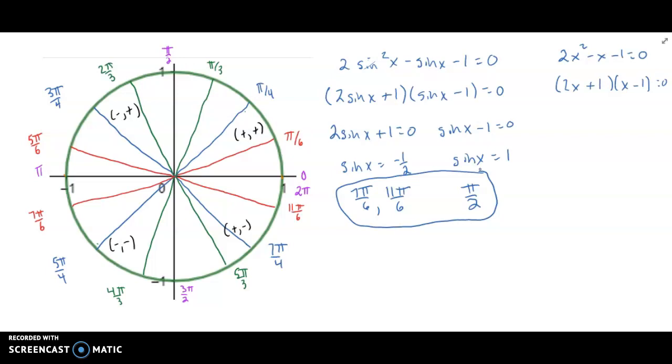Now, sometimes it's not set up perfectly for us, and that's where we're going to have to do a little bit of work. So on this next one, we've got tangent squared of x equals tangent of x. Again, I want to use that zero product property, that factoring concept, because I've got 2 trig arguments, one squared, one not, so I cannot use reversing operations. So using the zero product property, what I'm going to have to do is bring that tangent of x over to the other side. Subtract it. Tangent squared of x minus tangent of x equals 0.